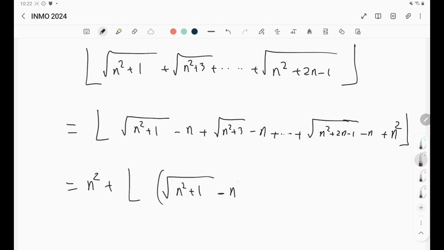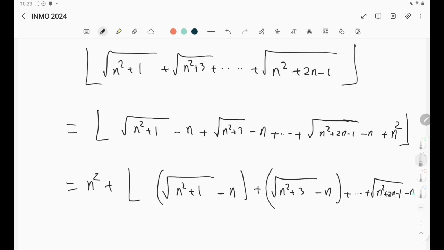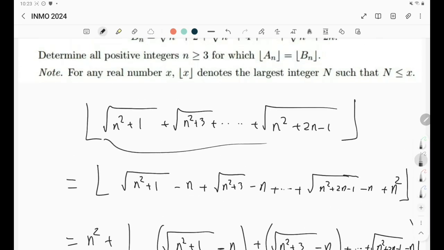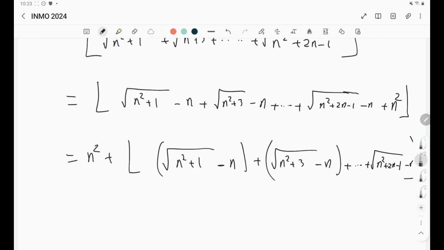Minus n plus root n squared plus 3 minus n, and so on. You might be wondering why exactly do we do this? Wasn't it more beautiful before? But actually no. Remember, we don't want to get fooled by these. We want to know exactly what the floor is, right?